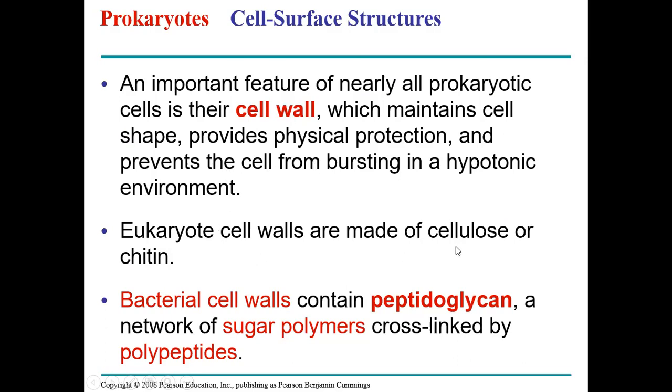Eukaryotic cell walls are made up of cellulose or chitin. Both are polysaccharides, we know. Bacterial cell walls contain peptidoglycan. If you look into the bacterial cell wall, it will contain peptidoglycan.